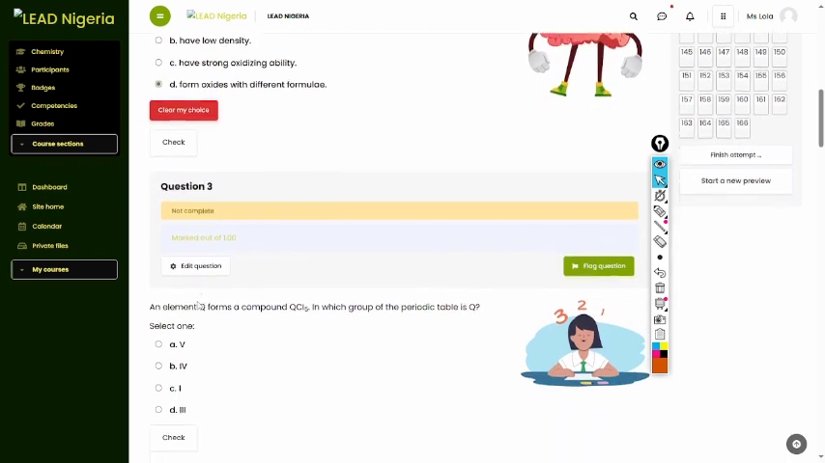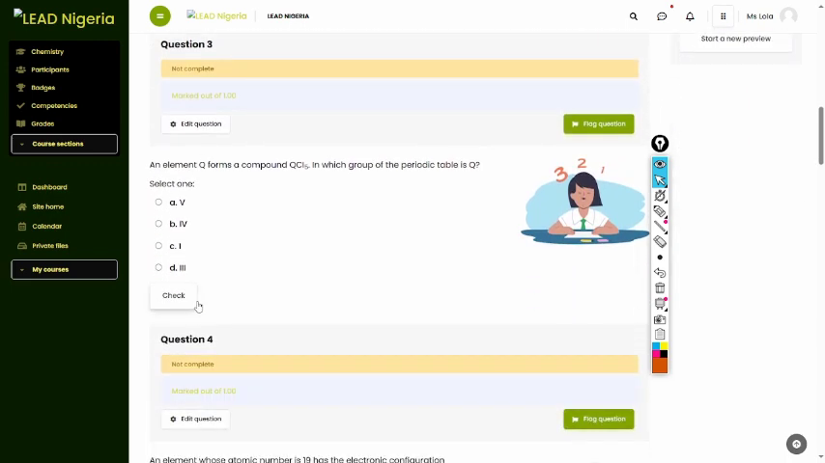Option D. Okay. An element Q forms a compound QCl5. In which group of the periodic table is Q? In order to figure out what the group of Q is, we need to first find what the valency of Q is. And we can find that from the formula we have here, QCl5. So the subscript 5 we see here is actually the valency for Q. And the subscript 1 that is here is the valency for chlorine. So Q has a valency of 5. Chlorine has a valency of 1.